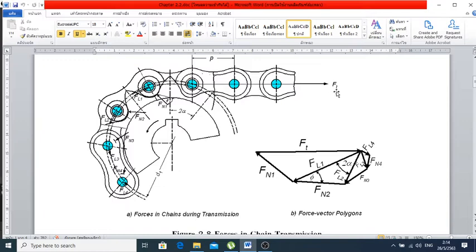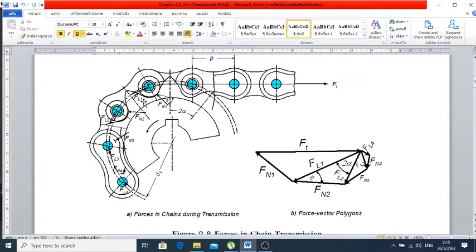So we have F sub T, and its line of action is there, and F sub N's line of action is there, and F sub L's line of action is there. So we have three lines intersecting at the same point. In theory, we're going to have a polygon of the forces in a closed loop, in equilibrium. So F sub T equals F sub L1 plus F sub N1, and this is in equilibrium.